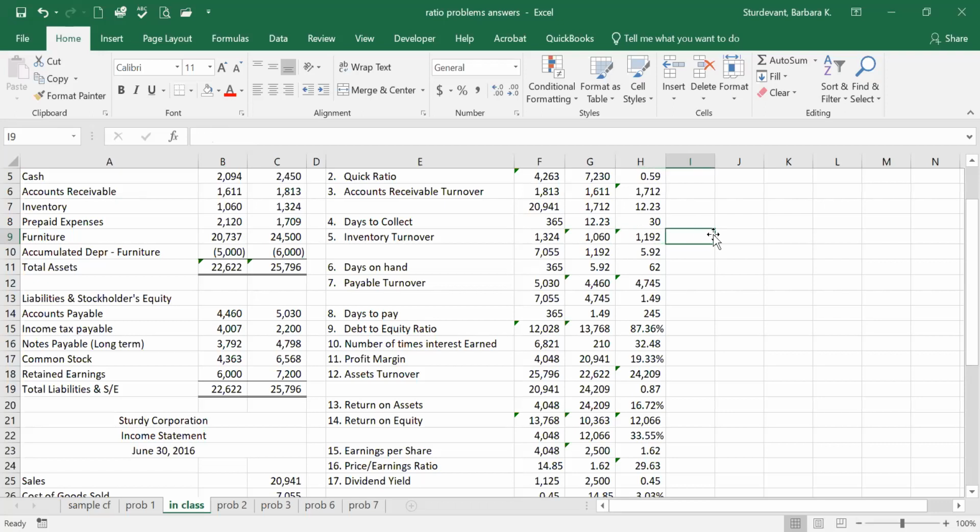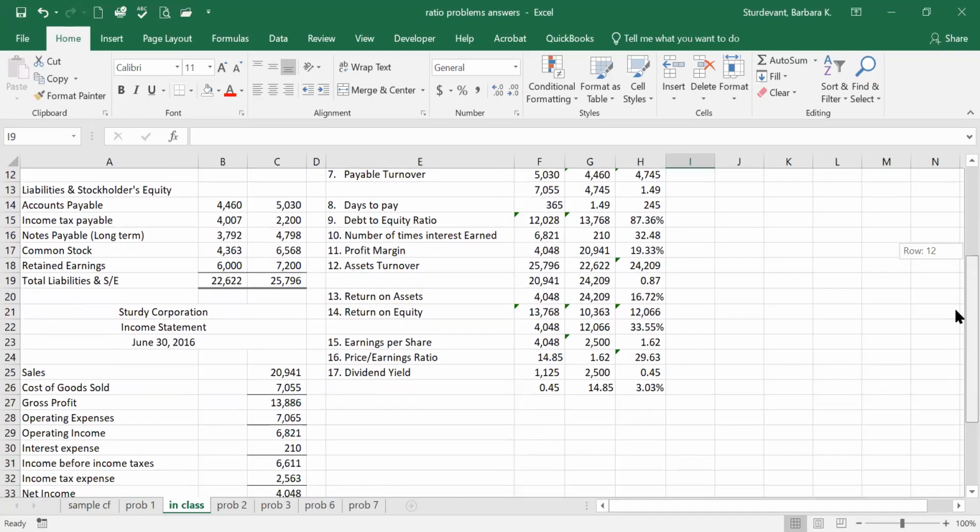With hospitality, you would expect that to be at least 12 times a year, so that you're turning over your inventory at least once a month, probably more. All right, so payable turnover you don't have to worry about.